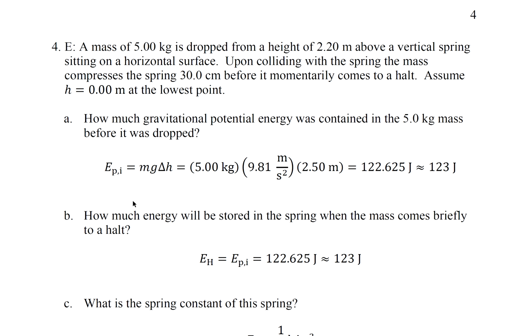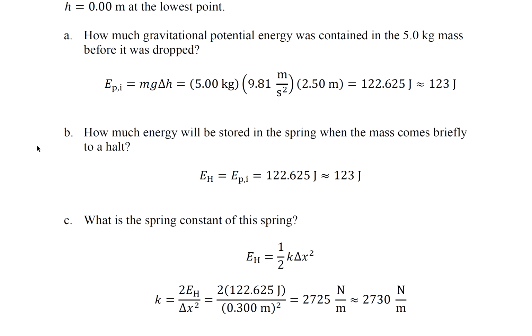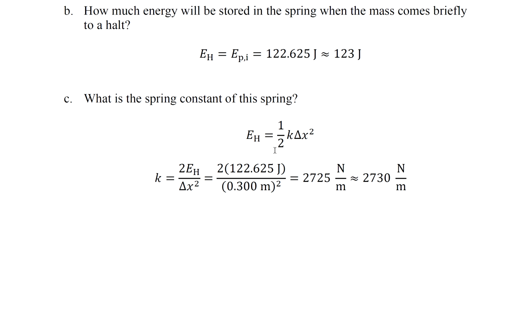Part B. How much energy will be stored in the spring when the mass comes briefly to a halt? It's about 123 joules. Part C. What is the spring constant of the spring? It's 1/2 K delta X squared. And solve for K.